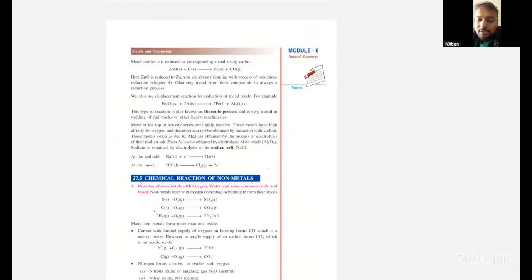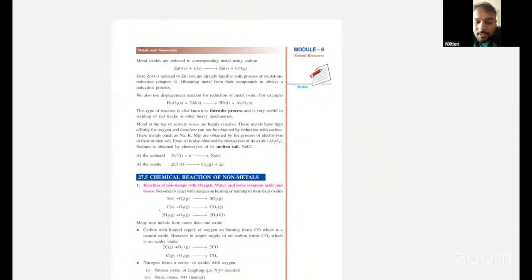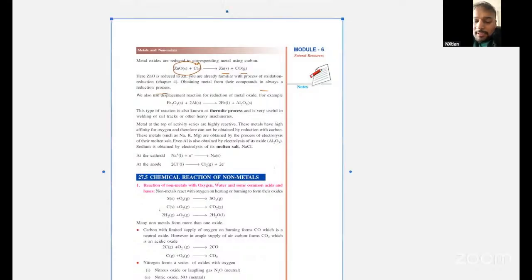So now we can check this. Everyone, please pay attention. Now we are reacting the zinc oxide with carbon to get Zn plus CO gas released. Okay, got it? Now ZnO is reduced to zinc. You are already familiar with the process of oxidation and reduction. Obtaining metal from its compounds is always a reduction process. We also display reactions of the reduction of metal oxides.